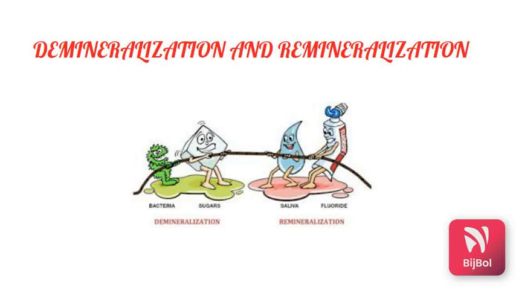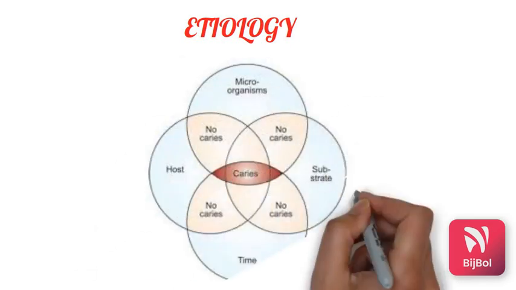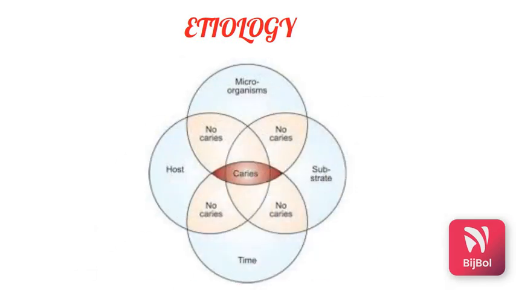Now we'll see about the etiology of dental caries. We have the primary factors such as the host or the tooth, and the dental plaque, which contains the microorganisms, and the substrate and the time, which act on the host simultaneously to cause dental caries.